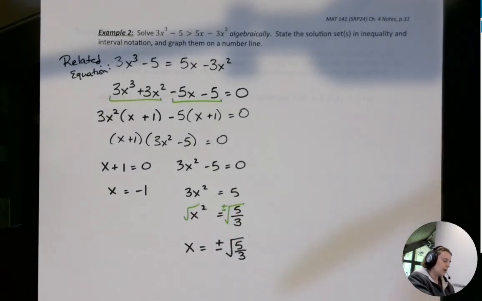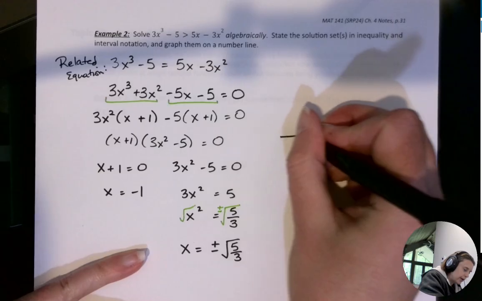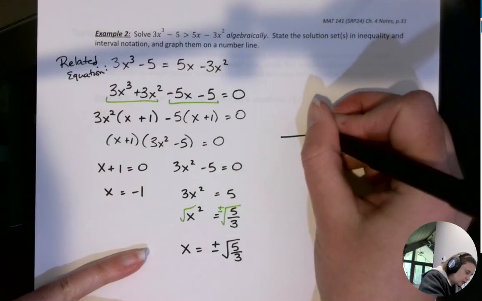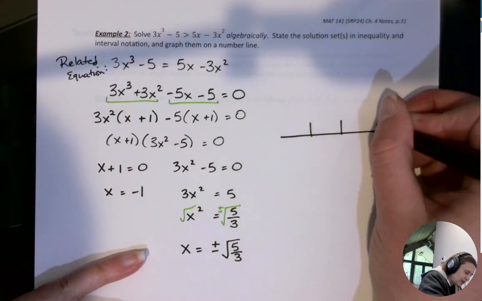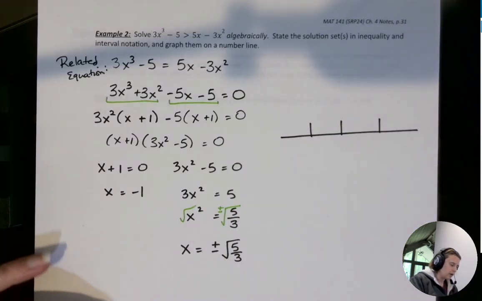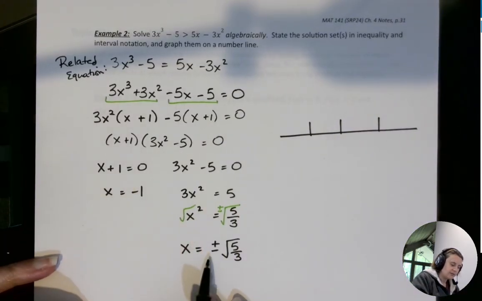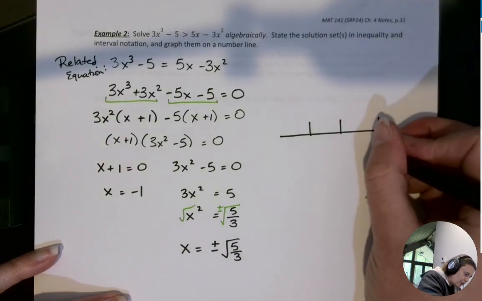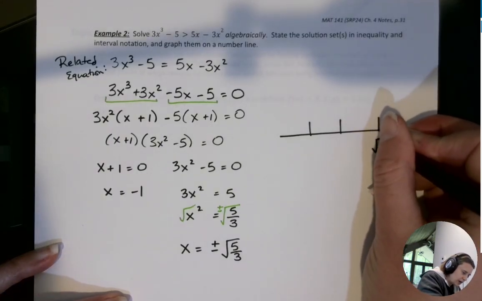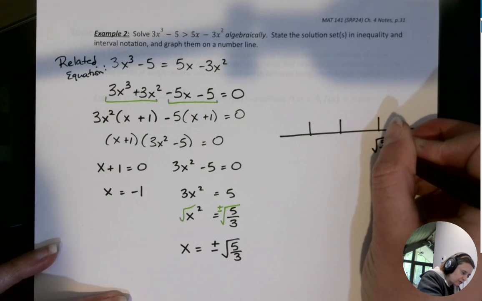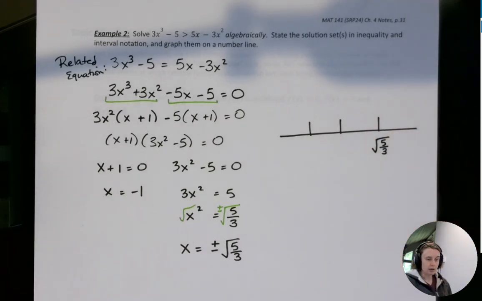All right. Now, to our number line, I need to put these three values in order: -1, positive square root of 5/3, and negative square root of 5/3. I know for sure the largest one is the positive square root of 5/3, but I'm not entirely sure how big the negative square root of 5/3 is. So let's just use the calculator to help us out.